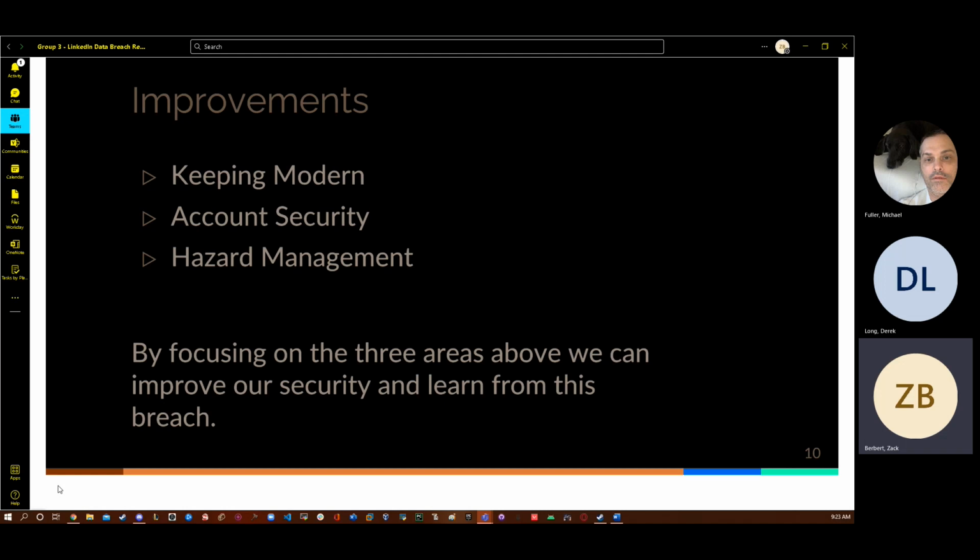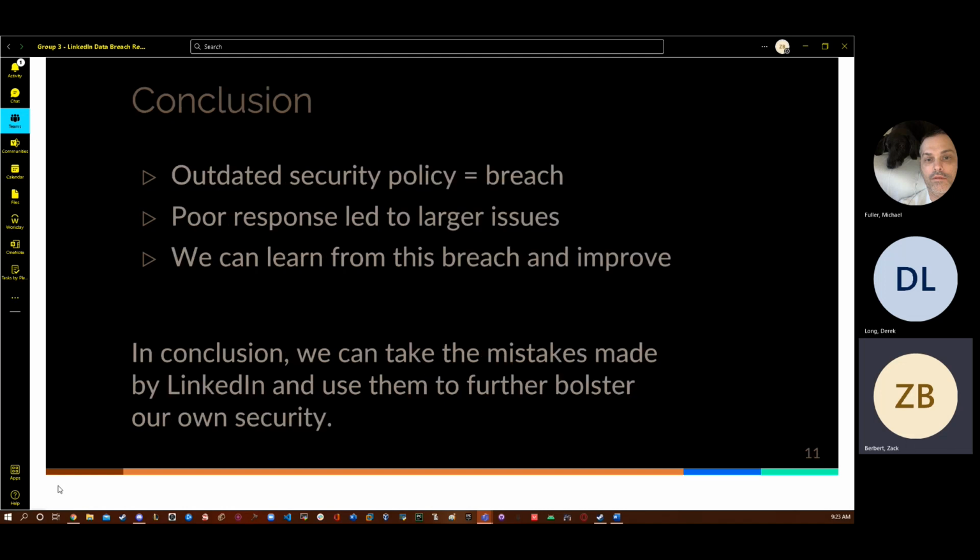Four years down the line, it turns out 167 million accounts were affected. And so as a company, what we can do differently is require a mandatory password change if we suspect any security breach. And we can do it for all accounts instead of just the ones we think are affected. By doing this, we have a system in place that will minimize any damage done and any loss of security. By focusing on these three areas, we can learn from this breach and improve our security.